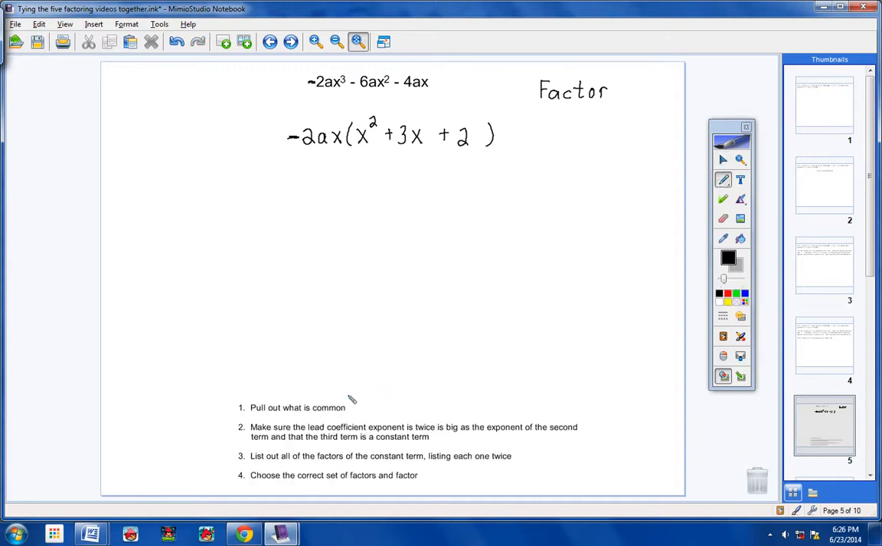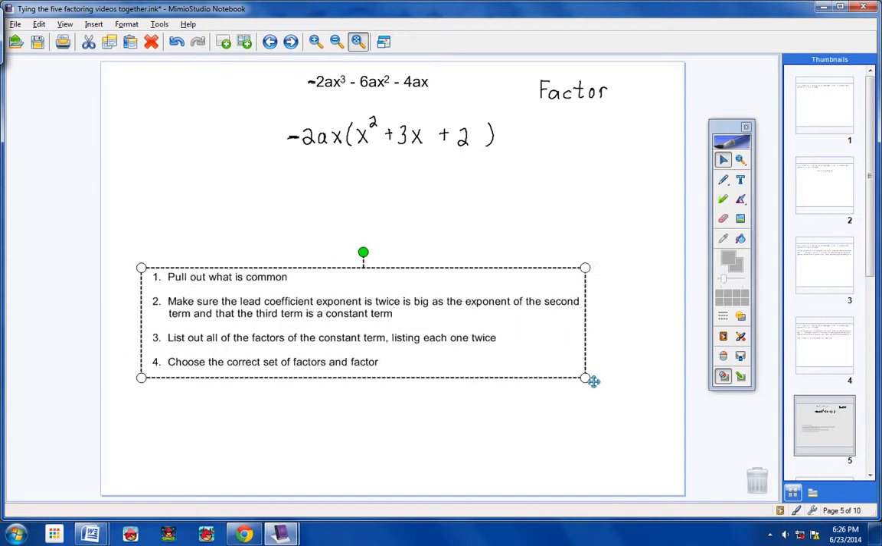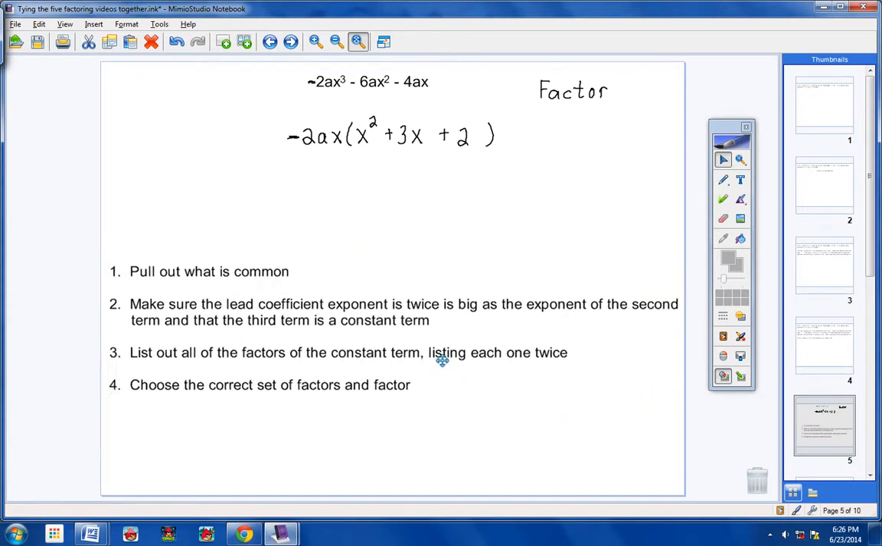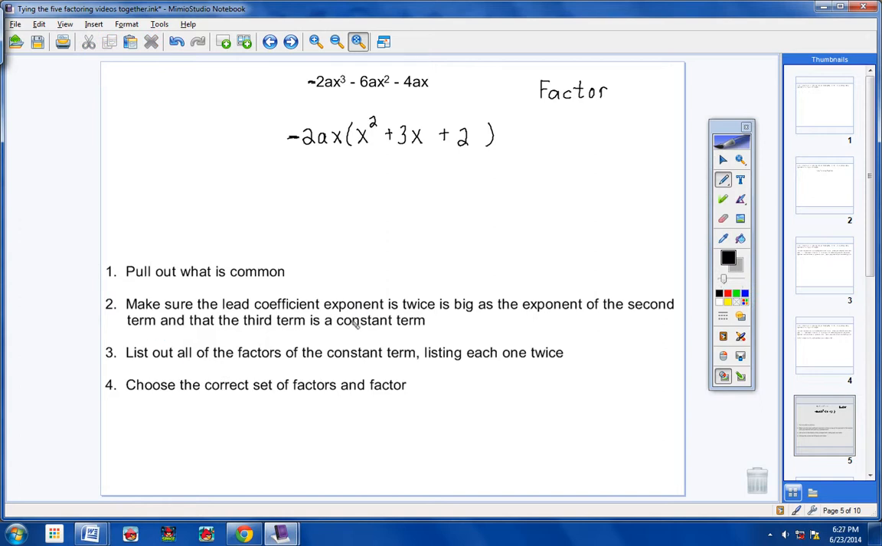In your notes, I told you that when you have a trinomial with a lead coefficient of 1, you, of course, make sure the first exponent is twice as big as this exponent, and it is. 2 is twice as big as 1, and you make sure the third term is a constant term, and then you list out all of the factors of the constant term. So if I list out all of the factors of the constant term, I would have 1 times 2. Okay, now notice I have a positive 2, so I would want a positive times a positive and a negative times a negative, and then choose the correct set of factors and factor.